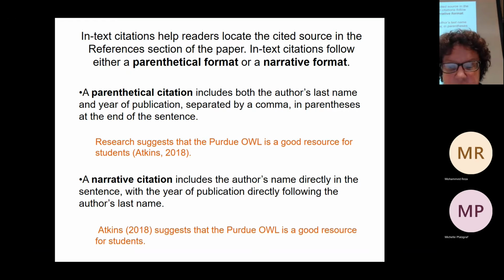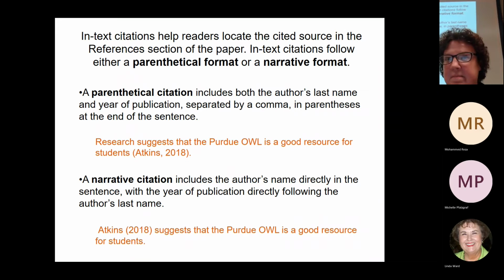So a parenthetical citation includes both the author's last name and year of publication, separated by a comma, which is different from MLA. It goes at the end of the sentence before the period. Before the period marks that, in this case, Atkins belongs to this sentence. It doesn't belong to the next sentence.